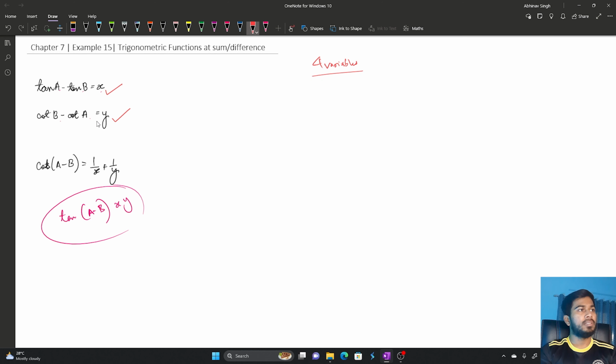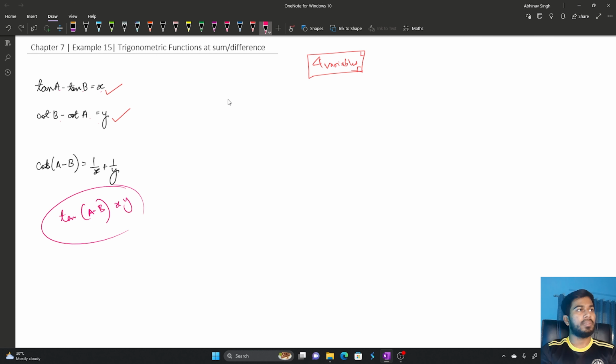So substitution won't be a very good route here. Why? Because if you see, the equation that you need to prove is tan(a minus b) in terms of x and y. The equation itself has all the four variables a, b, x and y. So even if you go on eliminating one of them, that won't solve your problem. So let's not head in that direction.